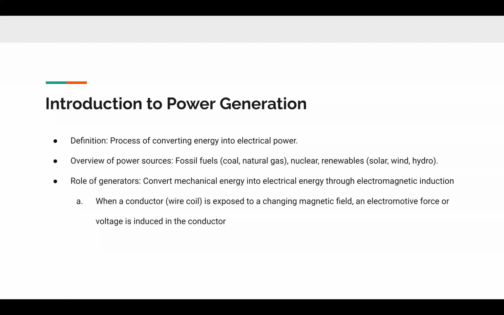So, the role of generators is to convert mechanical energy into electrical energy through electromagnetic induction. And a quick overview of that is when a conductor, such as a wire coil, is exposed to a changing magnetic field, an electromotive force or voltage is induced in the conductor.